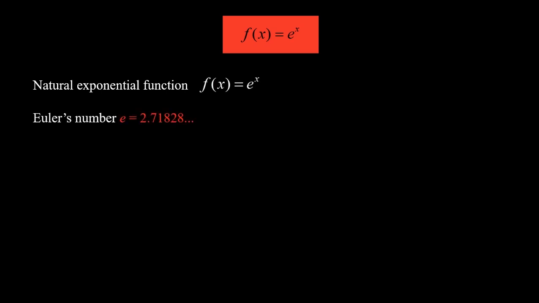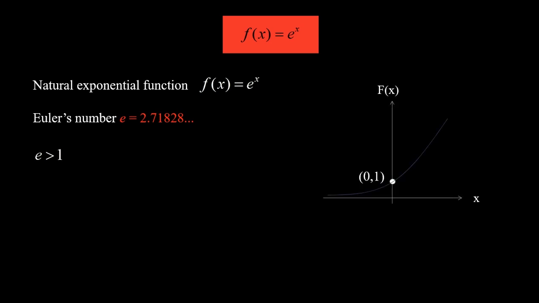There is a specific exponential function which is called the natural exponential function. This function is defined as e^x, where e is Euler's number. Approximately e equals 2.7, and as you know, e is greater than 1. So the graph will be like that.